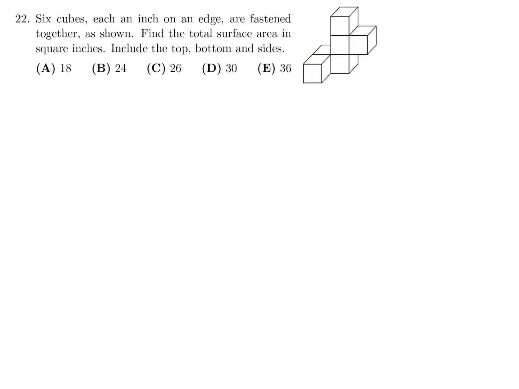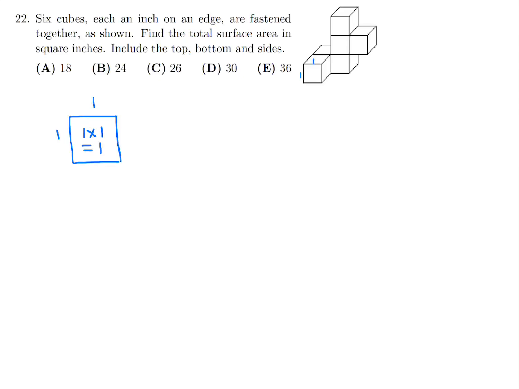Six cubes, each an inch on an edge, are fastened together as shown. Find the total surface area in square inches. Include the top, bottom, and sides. So each of these cubes has a surface like that, and they're saying that it's 1 by 1. So that means that if you have a square that's 1 by 1, its area, of course, would be 1 times 1, which is equal to 1. So that's the first part.